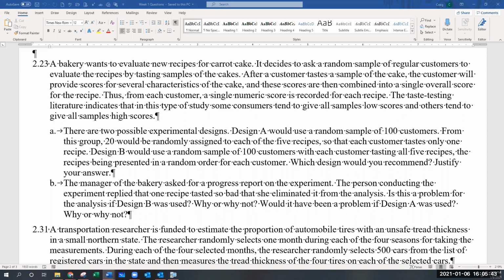And then those shiny, happy people that think everything is perfect, that give high scores to everything, would also give high scores to everything. So we would treat each consumer as a block, and each of the treatments, the recipes, would be observed in each block. This would give us each recipe subjected to both the low and the high scores, and then those would just even themselves out. They would no longer create a bias because they would be uniform across all the recipes.